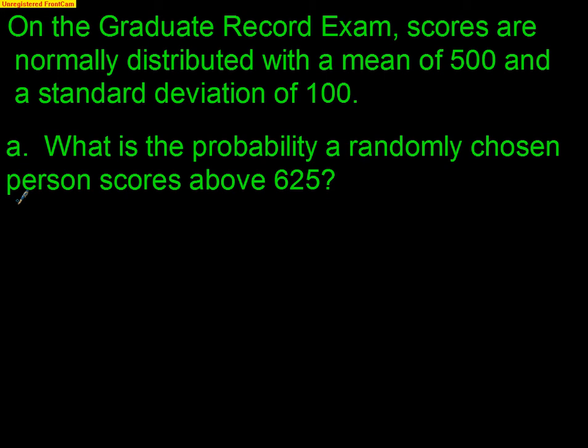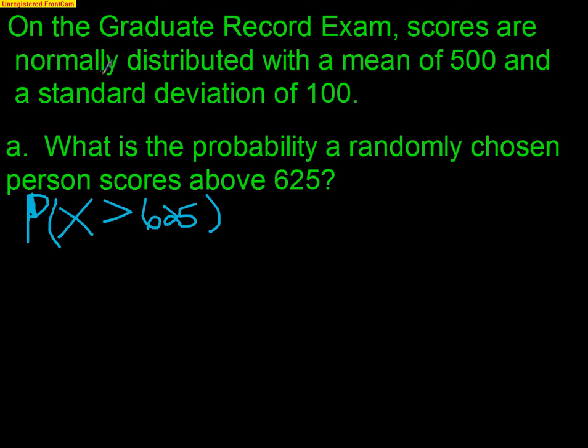Okay, so let's look at what this problem's asking. It says, what's the probability that a randomly chosen person scores above, well, I'm having a little bit of technology issues here, above 625. So it's a probability, P, that X is greater than 625. So let's try this again. X is strictly greater than 625. And then we know it's a normal distribution problem, so we know we need to solve it that way. The way we know this is it says scores are normally distributed.